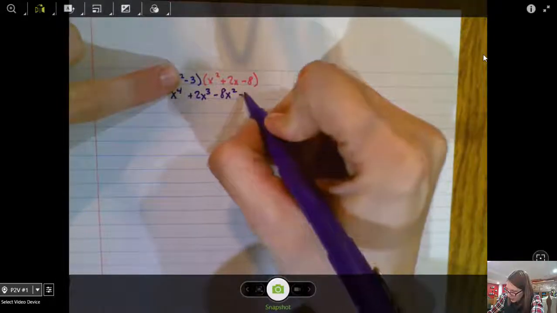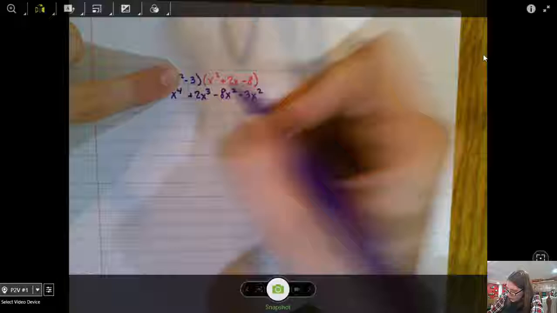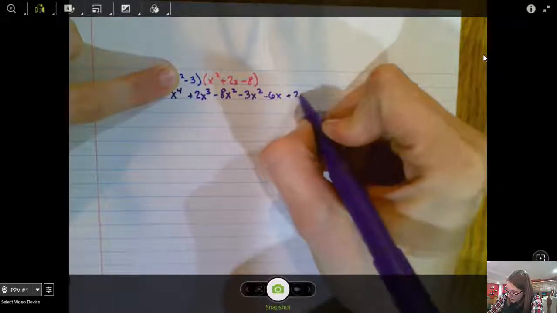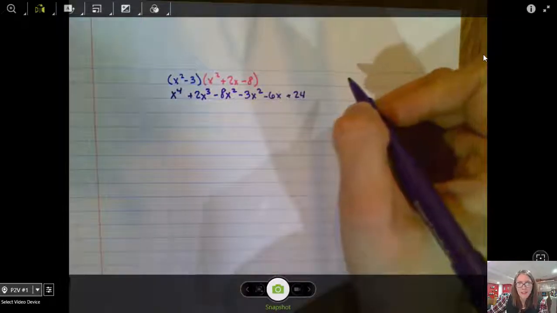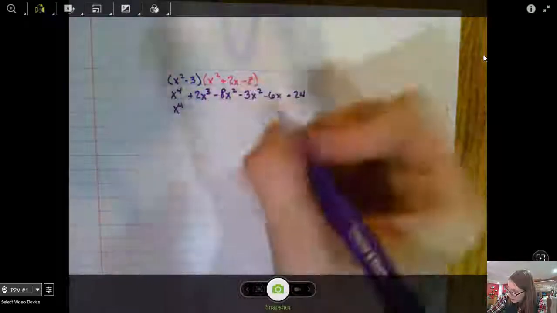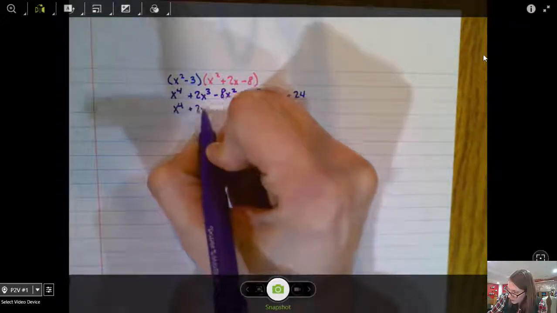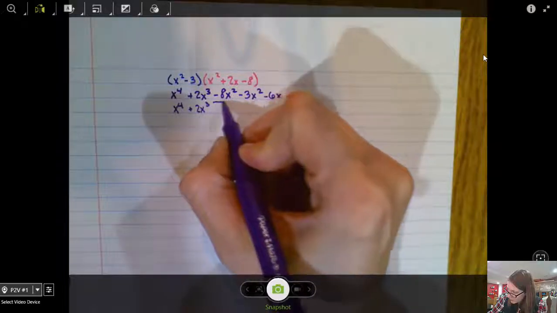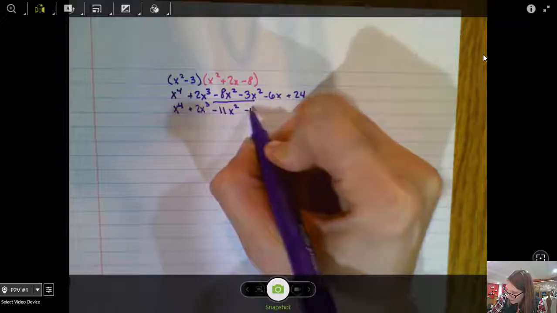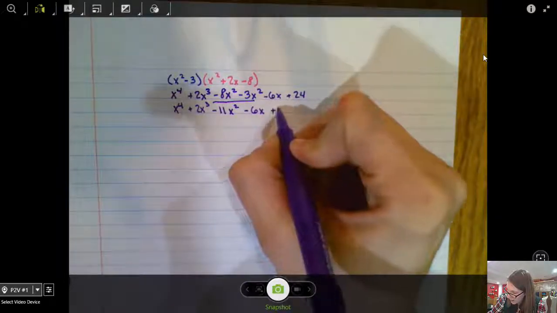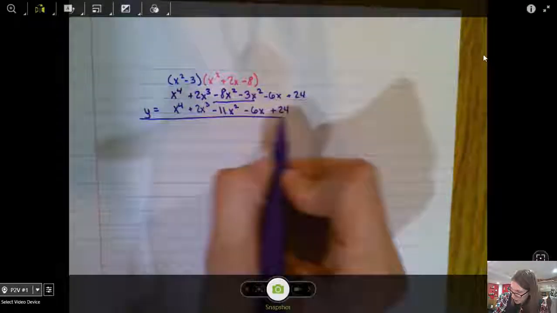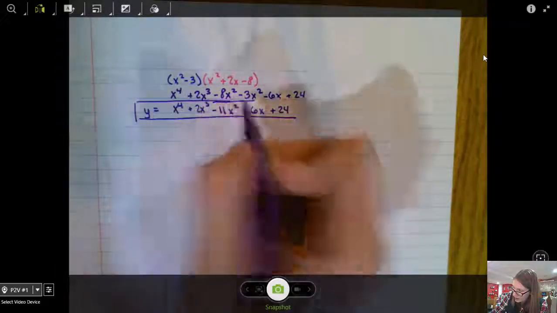Negative 3 times x squared. Negative 3 times 2x. Negative 3 times negative 8. That's plus 24. And now I just have some things to simplify, and really not all that much to do. x to the 4th, I don't have any x cubed terms to combine, so plus 2x cubed. These guys can simplify: minus 11x squared. And that is really all I can do. Minus 6x plus 24. Don't forget, a y equals or p of x equals something to show that this is a function.